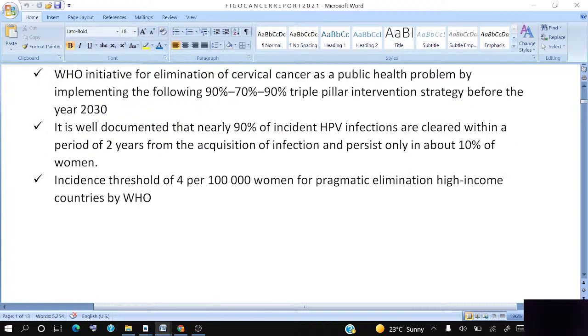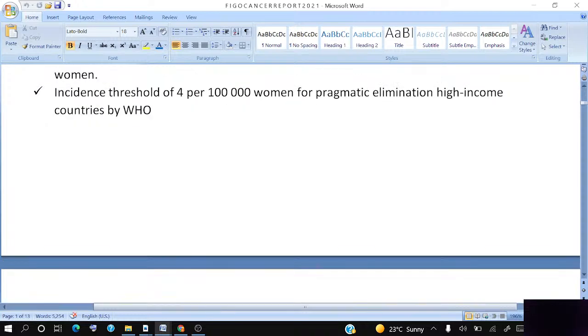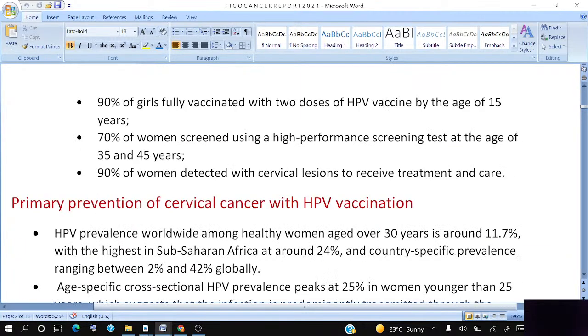The incidence threshold will be 4 per 100,000 women for pragmatic elimination, according to the WHO. So 90% of girls are fully vaccinated with 2 doses of HPV vaccine by age 15, 70% of women are screened using a high performance screening test by the age of 35 and 45, and 90% of women with detected cervical lesions receive treatment and cure.